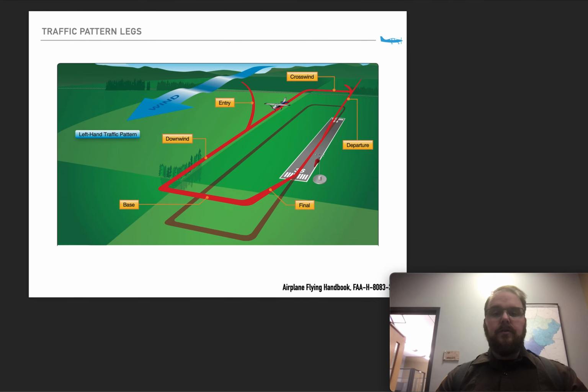So here's a picture of a traffic pattern. It has 4 different legs. It has an entry, a final, a departure, the crosswind, downwind, and base.